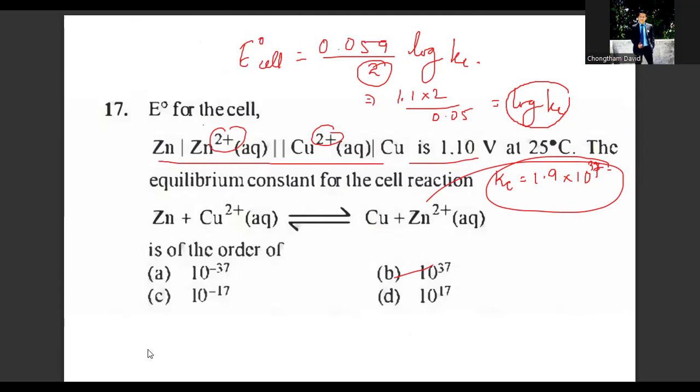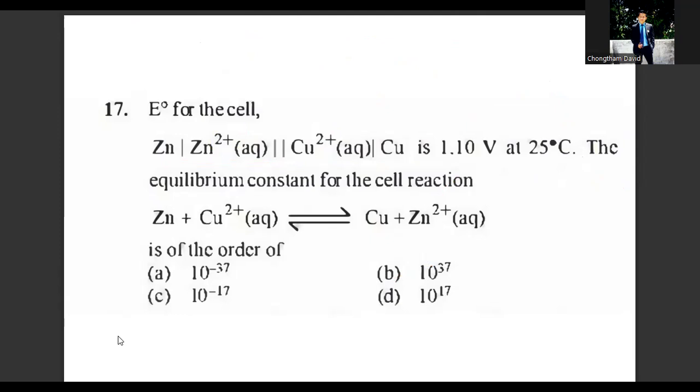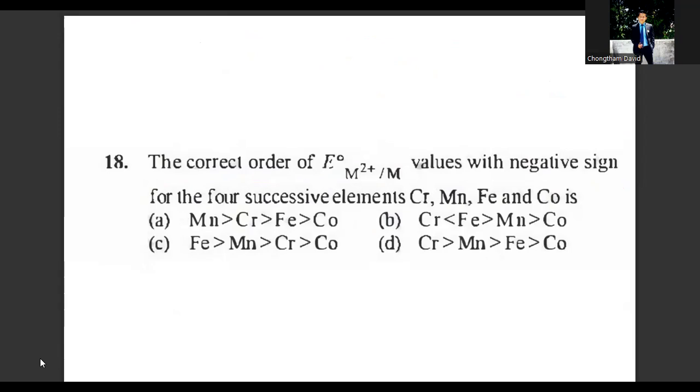Remember, you need to find the antilog. So for such cases, you can check out my video short created on a trick for finding antilog without using any table. Let us see question number 18. The correct order of these standard potential values with negative sign for the 4 successive elements, chromium, manganese, iron, and cobalt, is as follows. So for this, the standard reduction potential values without considering the negative sign would be manganese, chromium, iron, and cobalt. So A would be the answer.